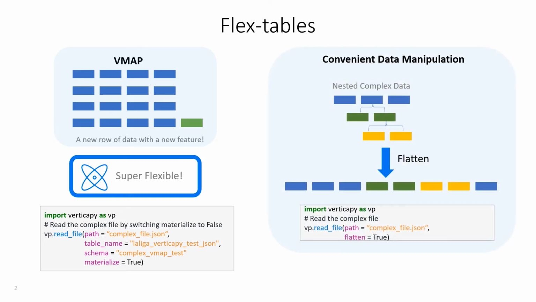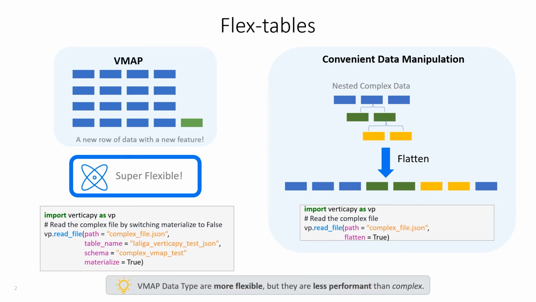Not just that, but VerticaPy now allows a lot of convenient data manipulations on complex data structures. For example, you can flatten the entire structure or just a subset of the features. Though VMAP data types are more flexible, they're less performant than the complex data types shown previously.